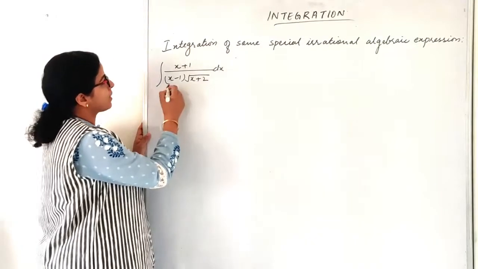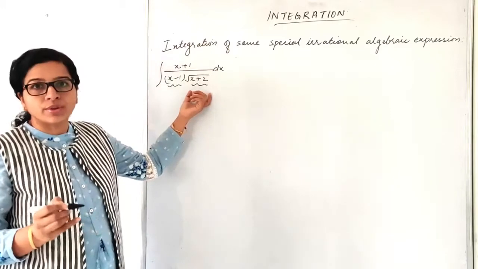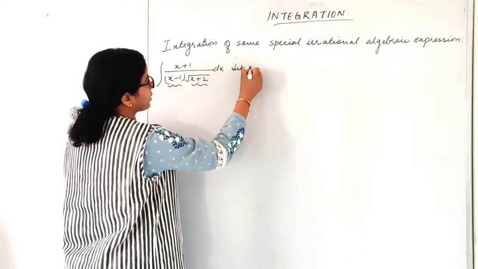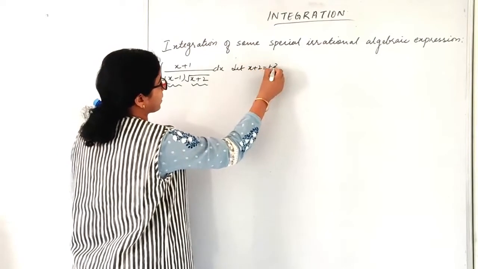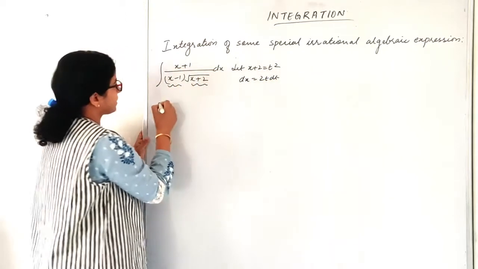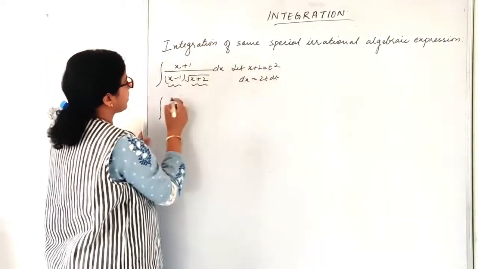So now let us take this. In this case, my p and q both are linear. So what we used to take? We used to take q as t square, right? So let x plus 2 equal t square. What does that imply? dx is equal to 2t dt. Let us substitute here. What is the value of x over here? t square minus 2.